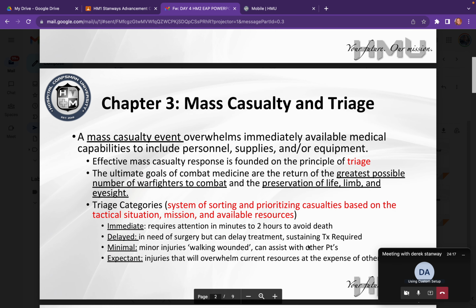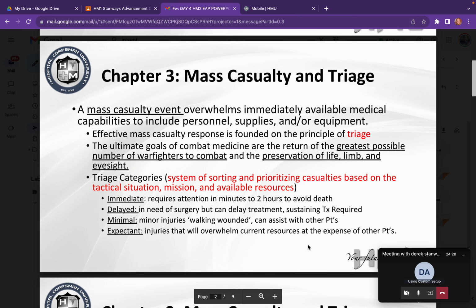All right, so here we go with a couple definitions. A mass casualty event overwhelms immediately available medical capabilities to include personnel, supplies, and/or equipment. What is the amount of people that it causes for someone to have a mass casualty? Anything that overwhelms the capabilities that you have. There is no specific number. Anything that overwhelms the capability of that medical facility or BAS. So 2 casualties could be a mass casualty for BAS, right, as an example. Or your Role 1 facility.